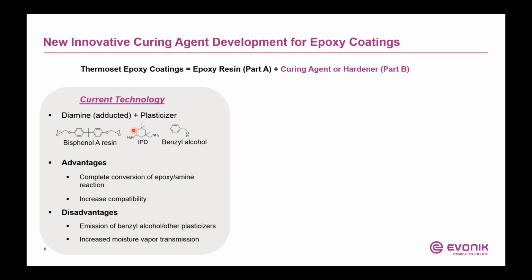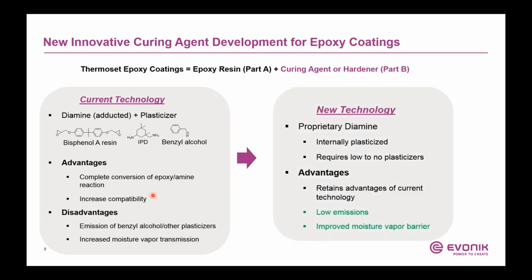So those are the advantages. These kinds of systems have high conversion of the epoxy amine reaction, which gives you very good performance. However, the disadvantage is that since you're using external plasticizers like benzyl alcohol, they do tend to emit out of the coatings over time. And since some of these emit out of the coatings, it leaves voids in the coatings, which again create pathways for moisture vapor to pass through. That increases the moisture vapor transmission. So generally, these types of systems do not make for very good moisture vapor barrier applications.